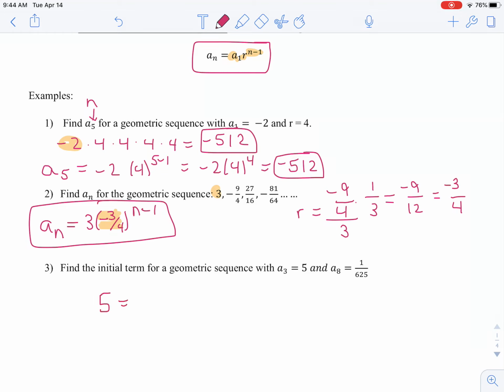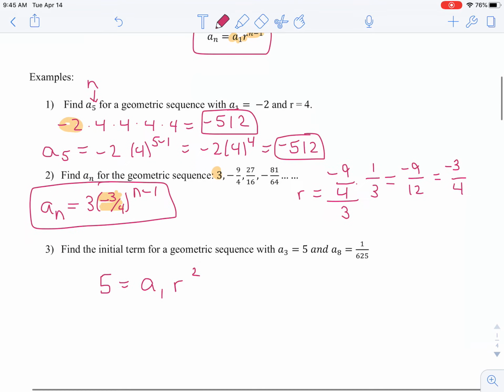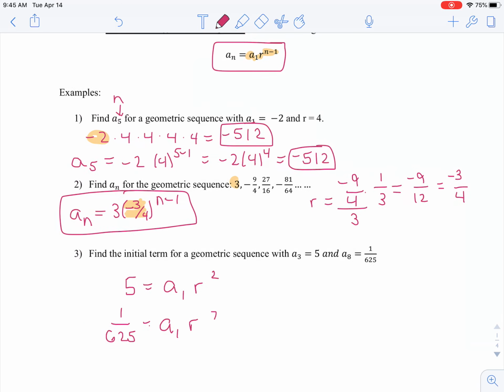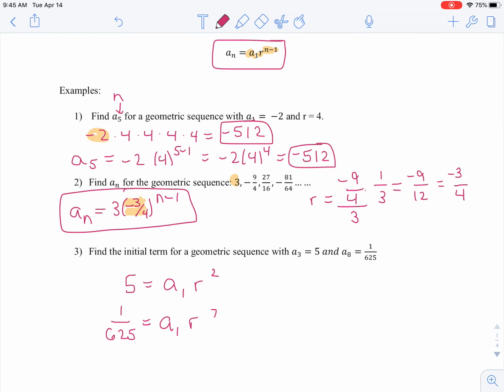So a sub 3, which is 5, is equal to whatever a sub 1 is times r to the n minus 1. So 3 minus 1 is 2. And then we also would have 1 over 625 is equal to a sub 1 times r to the n minus 1, and 8 minus 1 is 7. This is just one way. There are other ways you can do this.